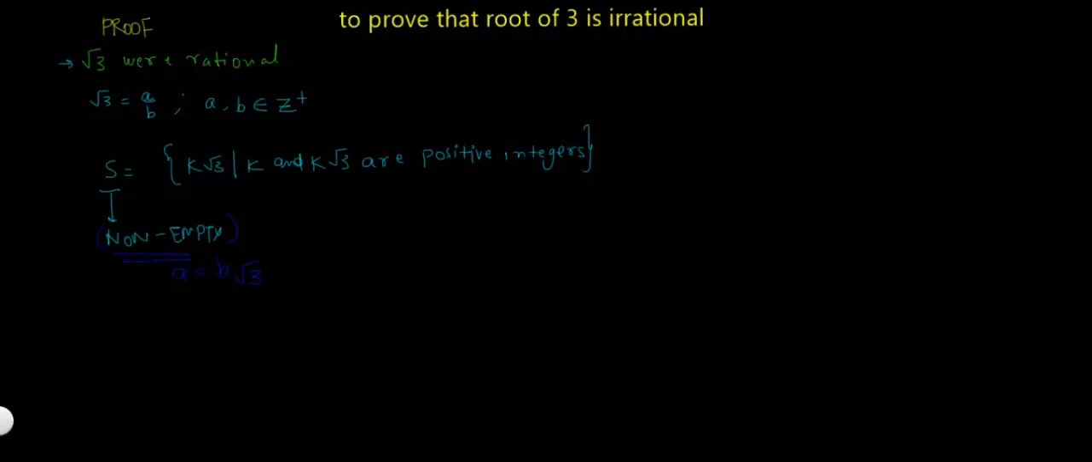Alright, so let us now assume that the set S has a smallest element. Small s is equal to t root 3. This is the smallest element of set S, where S is the capital S.